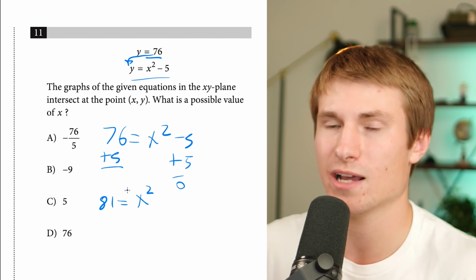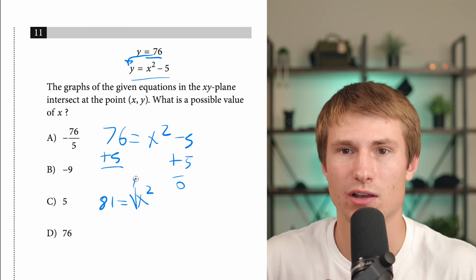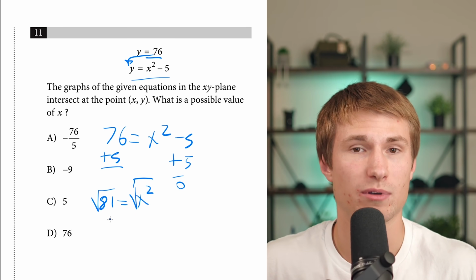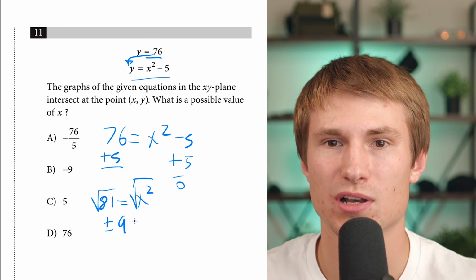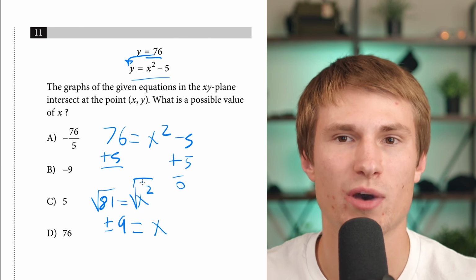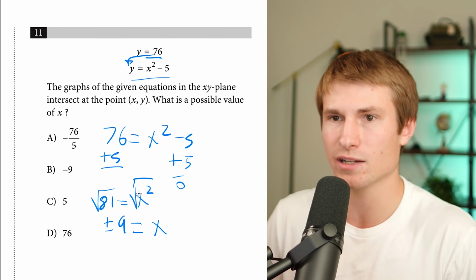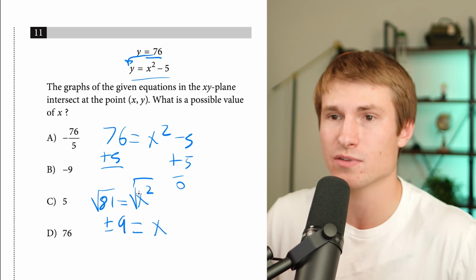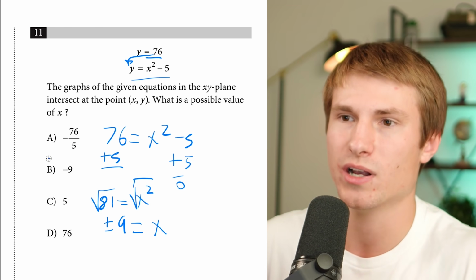From here, you should be able to recognize that your answers are going to be positive and negative 9 for the value of x. But I'll show you how we do that. We can take the square root of both sides, which gives us plus or minus 9 is equal to x. The reason it's plus or minus is because if you put a negative number into x squared, it will still become positive. If you put in a positive number, it will become positive because it's being squared. So our answer there would be B.